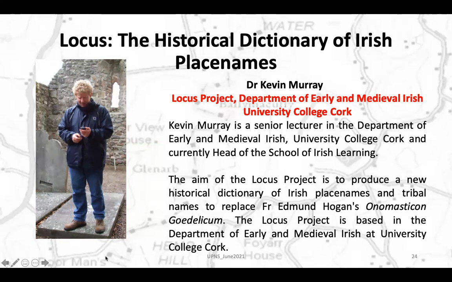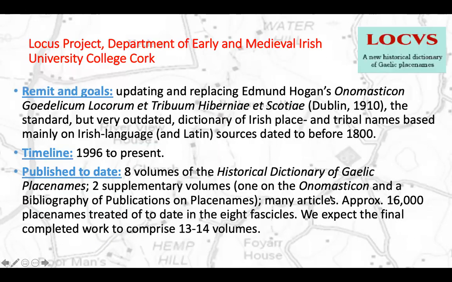So the next slide, please, Francis, or the first. Right, so some of you will know about the Locust project, but for those of you who don't, our remit and our goal is to update and replace Edmund Hogan's Onomasticon Goedelicum. And for all of you who have worked on place names, you know that Hogan's Onomasticon has been what we might call a bunchloch. It has been a foundational text for us.